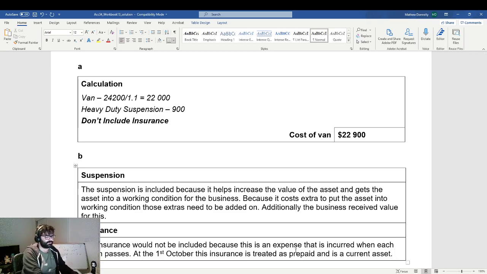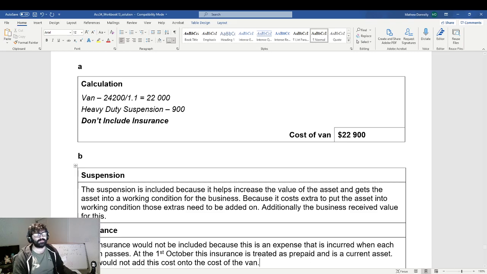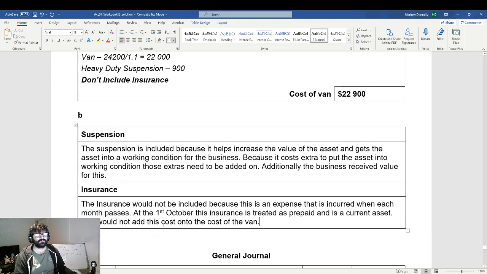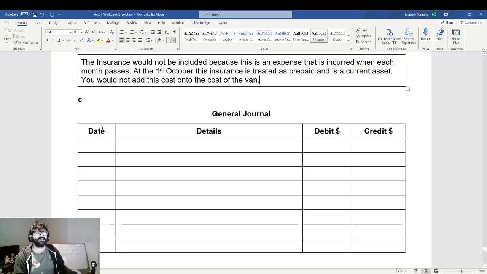You would not add this onto the van. You would not add this cost onto the purchase price cost of the van, because it's a prepaid asset that will be used up later on. So we now need to record these transactions. So we need to record the loan and the purchase of the van.